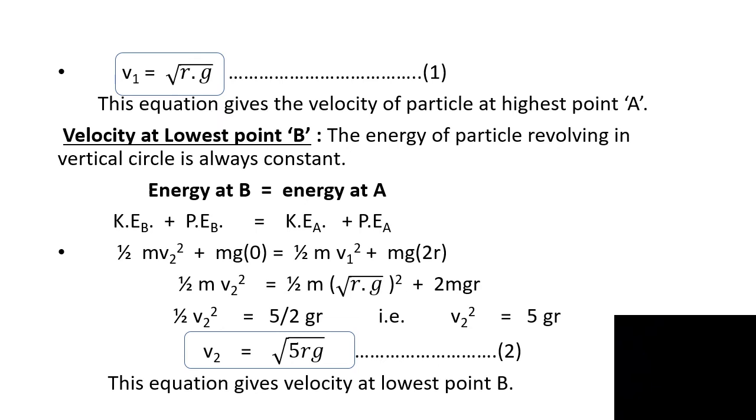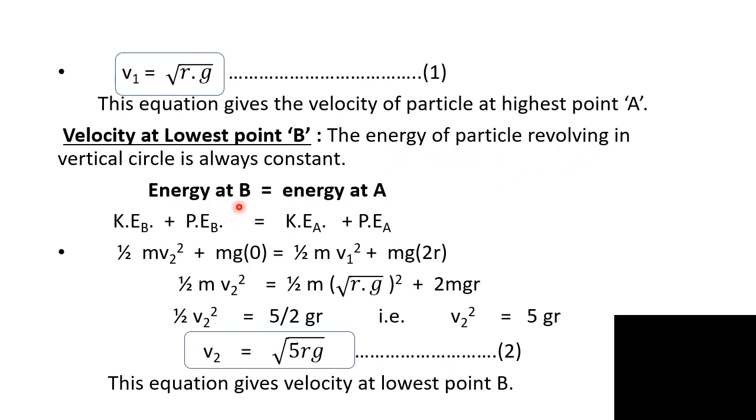Since mv1 square upon r equals mg, solving we get v1 equal to square root of rg, where r is the radius of the vertical circle and g is acceleration due to gravity. This equation gives the velocity at highest point A. Then the velocity at lowest point B is obtained by comparing the total energy.